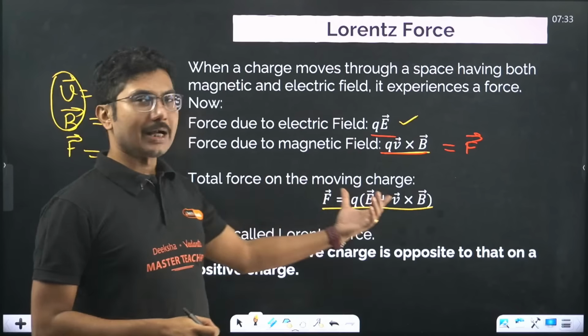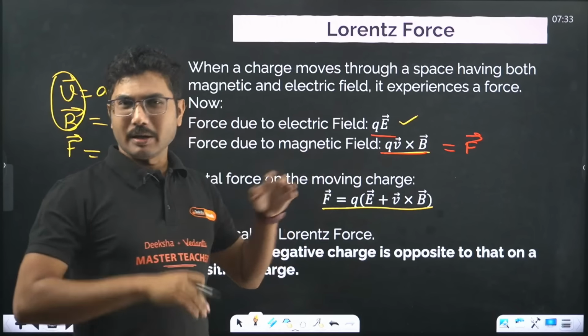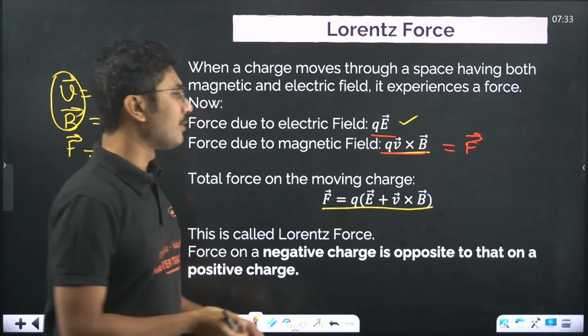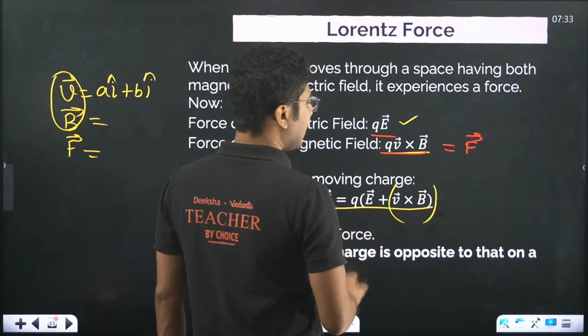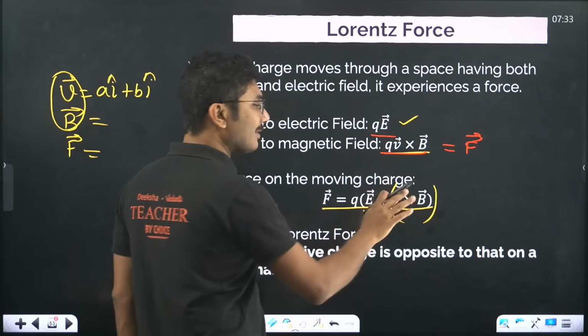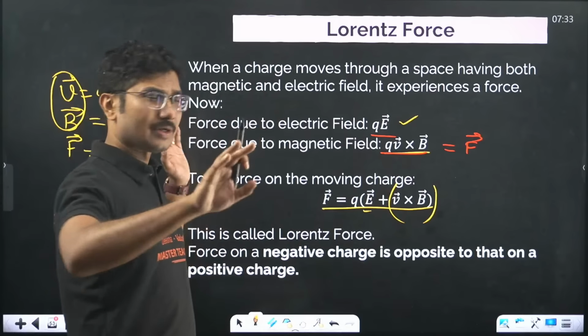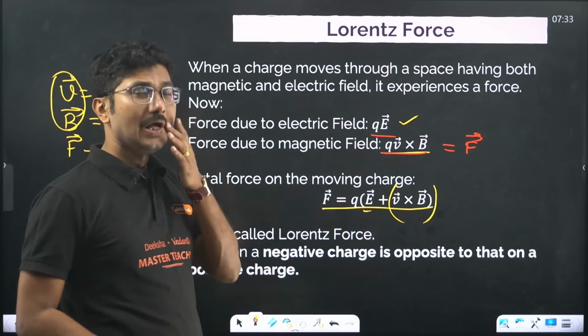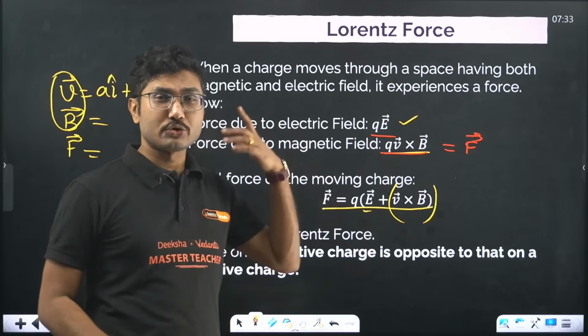Total force on a charge is Q into... once a slightly lengthy problem came where you have to first calculate V cross B, then electric field E was given, add them, then find the magnitude, but that was a long process, a slightly lengthier question. If you see those kind of questions, take those questions last.